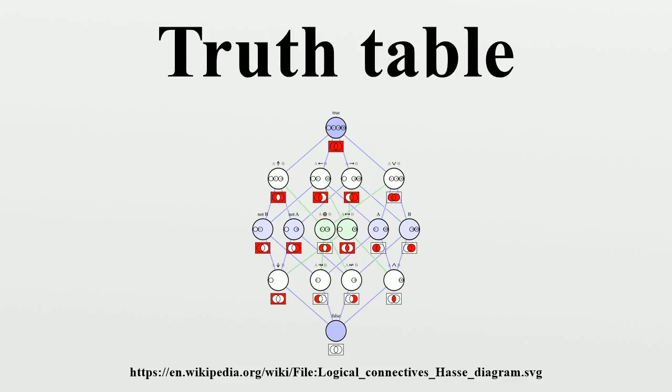Applications. Truth tables can be used to prove many other logical equivalences. For example, consider the following truth table. This demonstrates the fact that P implies Q is logically equivalent to not P or Q. Truth table for most commonly used logical operators.